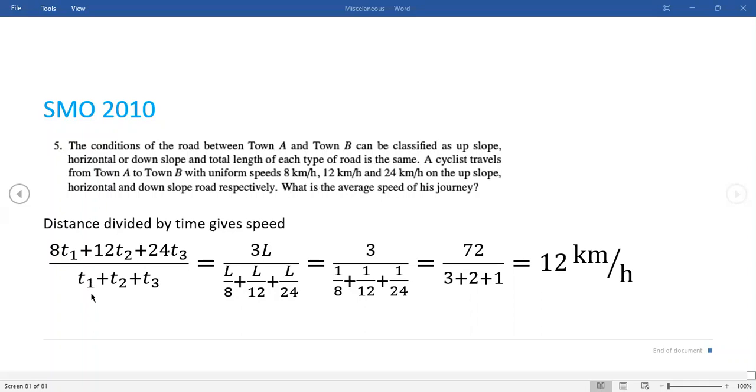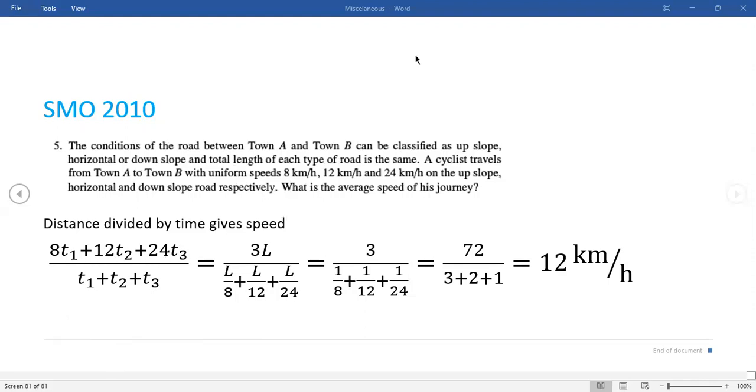The main reason that doesn't work is that the times required, like T sub 1 would be the uphill time, T sub 2 would be the horizontal time, and T sub 3 would be the downhill time. And oddly enough, you never have to know those to actually compute the average speed here. Now, it's well known that speed times time gives you distance, right? So these guys are all distances. 8 kilometers per hour times the time required to travel uphill would be a distance. Same for 12 and same for 24.